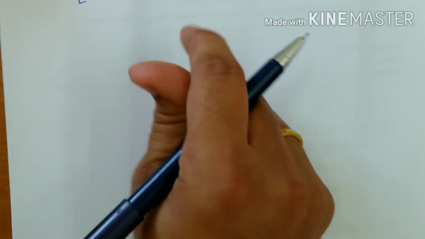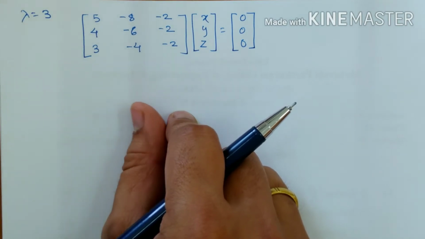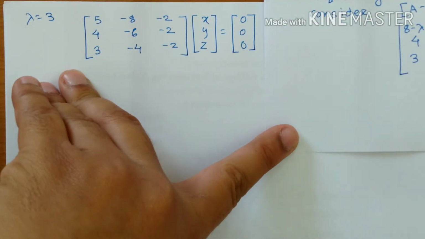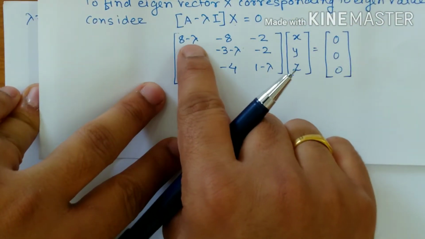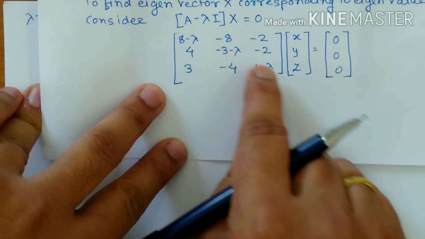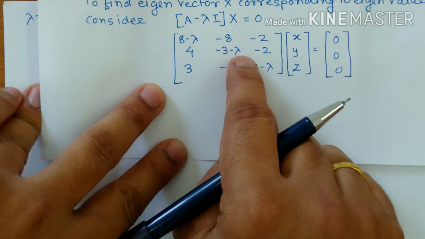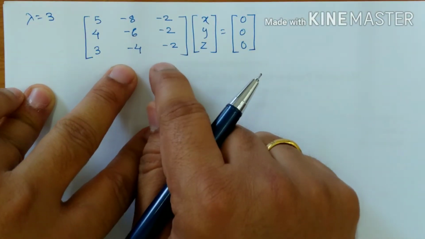Now our job is to find the values of x, y and z. I'll explain it once again. What I have done here is I substituted lambda is equal to 3 at this place, in this cell and here also. And I subtracted 8 minus 3, then minus 3 minus 3 and 1 minus 3. So which resulted into this new matrix.